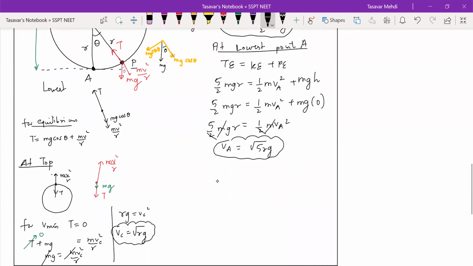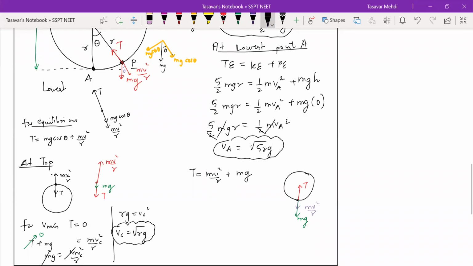Now, I'm also supposed to find the tension. So let us redraw the diagram. Okay, this is point A. Okay, one second. How is tension directed, sir? Tension is always directed away from the body. Weight is always vertically downwards. Centrifugal force is always directed along the radius, away from the center. So children, can I write tension will be mv square by r plus mg?